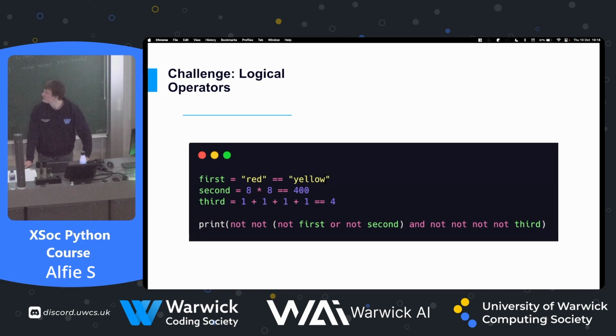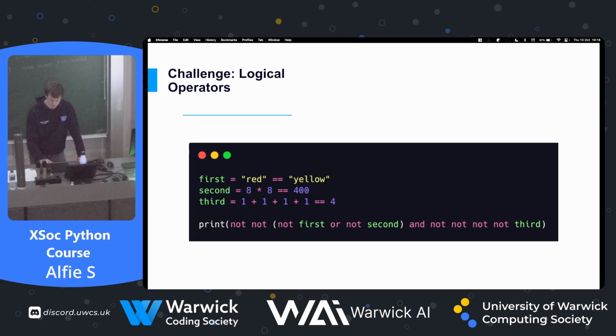So first, I'm going to look at the individual variables we have. First equals red equals yellow. So this is saying, is red equal to yellow? And this is false. The second is saying, is 8 times 8 equal to 400? I don't think so. So again, the variable second is false. Third is claiming that 1 plus 1 plus 1 plus 1 is equal to 4. And this is true. So we have false, false, true for our variables.